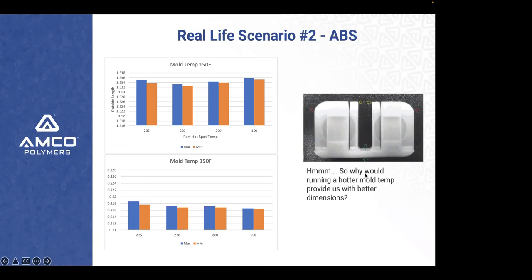So my question is why would running a hotter mold temp provide us with better dimensions? Once again, we kind of discussed this. To me, you have molded in stress. This molded in stress wants it to bend and curve and do different things. And if my modulus is strong enough to withstand that internal stress, it's not going to move. It's still going to have that internal stress in there, but it's not actually going to move and deflect and make changes.